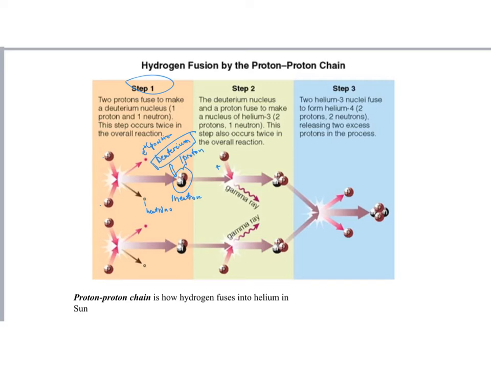Then you take this deuterium and combine it with another proton. That step 2 reaction will produce the so-called helium-3 isotope. So it's not yet an atom of helium-4, the more general, more stable one. This has 1 neutron and 2 protons inside. Now this step also occurs twice, and step 1 also occurs twice, and then those isotopes of helium-3 come together and form the final product, helium-4, which has 2 protons and 2 neutrons in its nucleus.